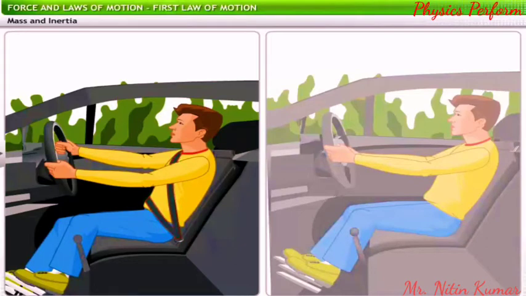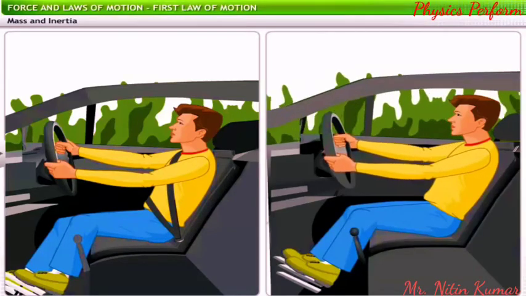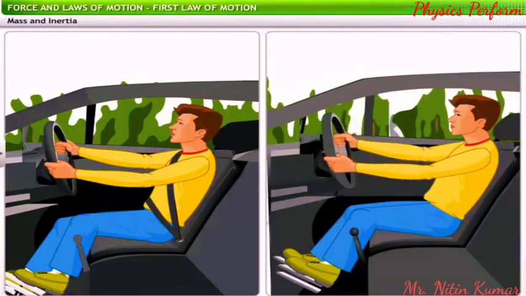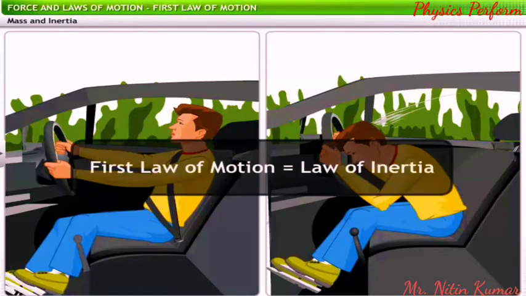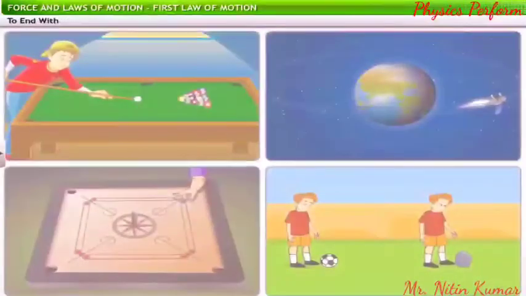The seat belt restrains the body and prevents this forward motion. By doing so, it protects the driver from injuries that may result on sudden braking at high speeds. In absence of seat belts, applying sudden brakes may cause the driver to hit the steering wheel or front panels of the car violently, resulting in an injury. As the first law of motion explains the concept of inertia, it is also known as the law of inertia.